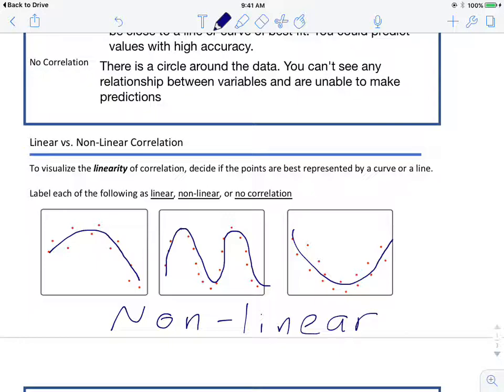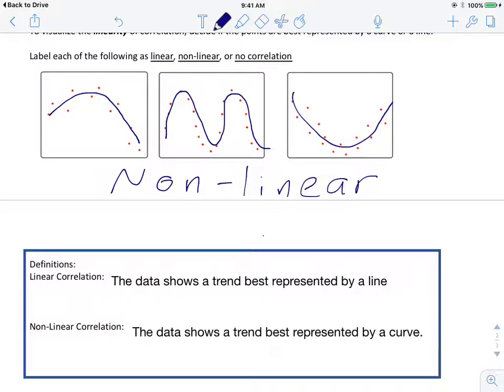The one in the middle would be a strong nonlinear correlation. The other two would be moderate. The data is close to the curve of best fit, but it's not too close. It is slightly spread out. Take a moment now, pause the video, and write down the definitions for linear and nonlinear correlation.